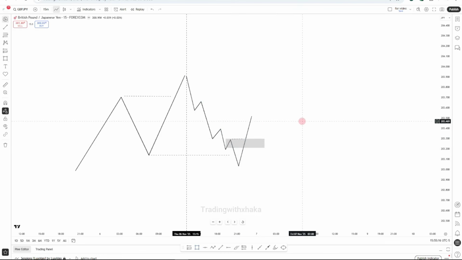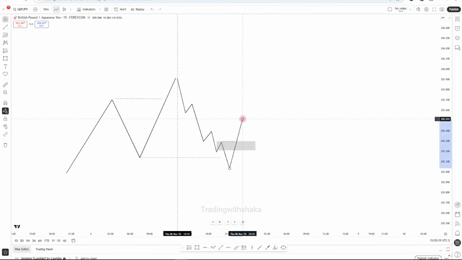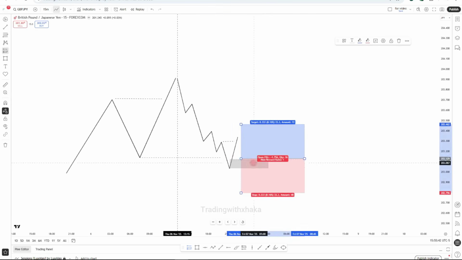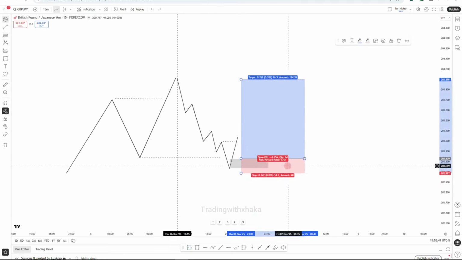But if price did not move far away after the market structure shift in the 1 minute time frame, for you to get a good risk to reward, you have to look for a fair value gap from this corner, from this side, or maybe another block. Then you target this very high. Your stop loss will be below this low.